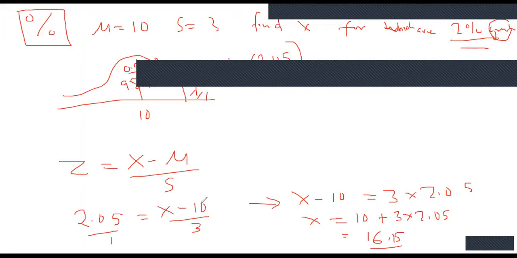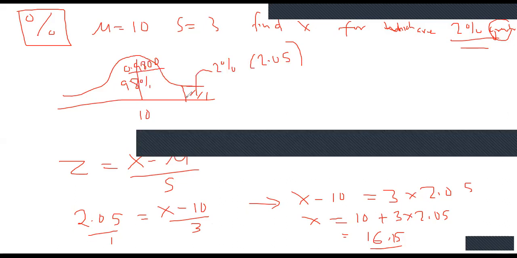X, we don't know. Our mean is 10, our standard deviation is 3. We cross multiply. 1 times that is X minus 10. 3 times that is 6.15. When you add the 10, we get 16.15. So where I was getting a bit confused is where to put the 2%, where you are differentiating the small part.